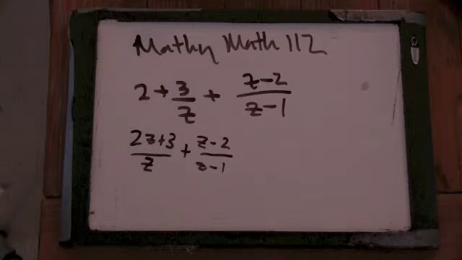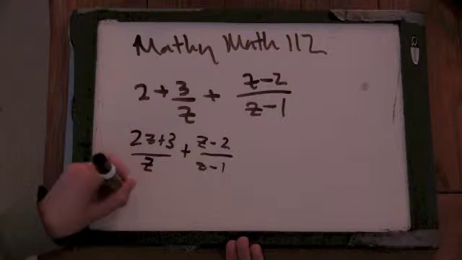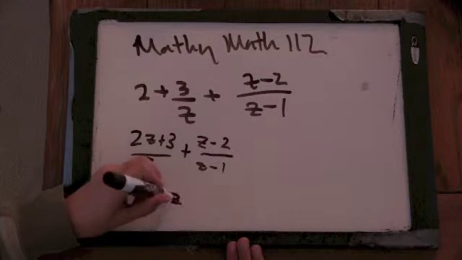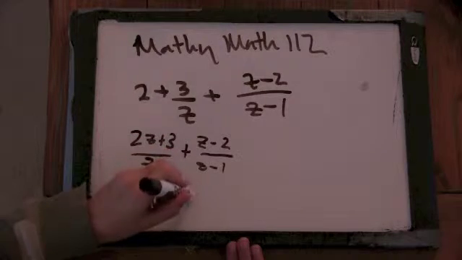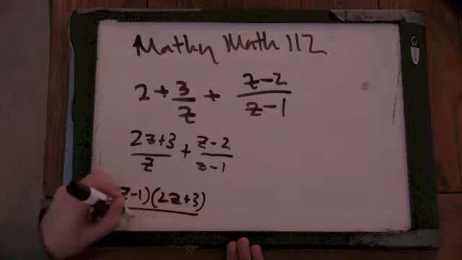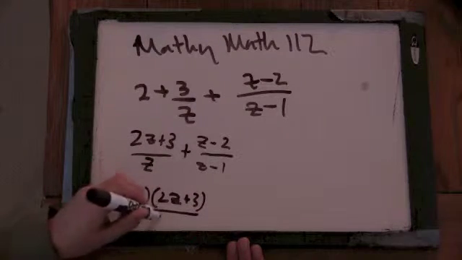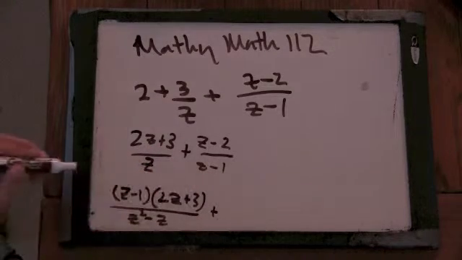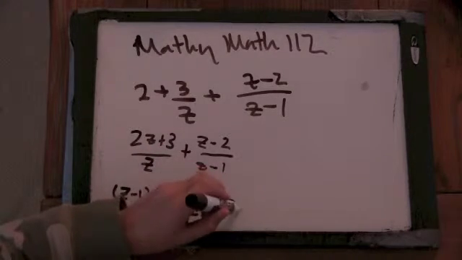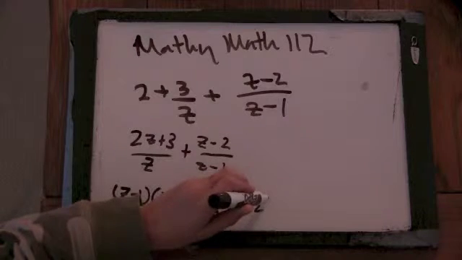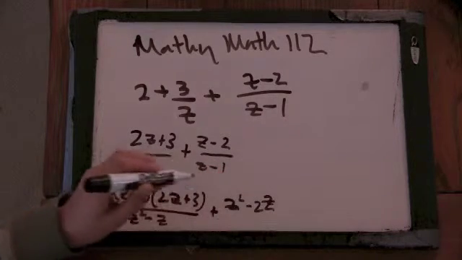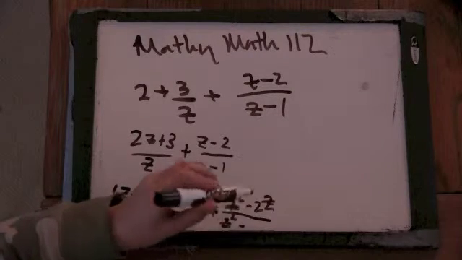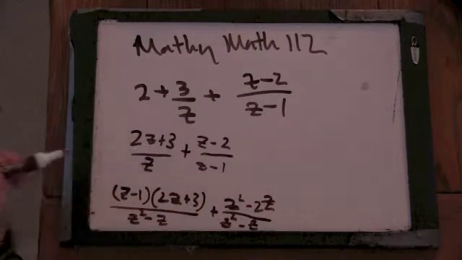Alright, I'm just going to leave it right now at z minus 1 times 2z plus 3 over z squared minus z. And then plus z squared minus 2z over z squared minus z.